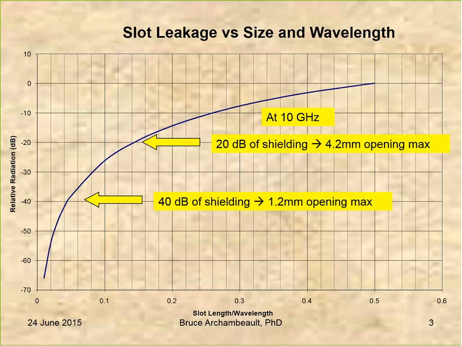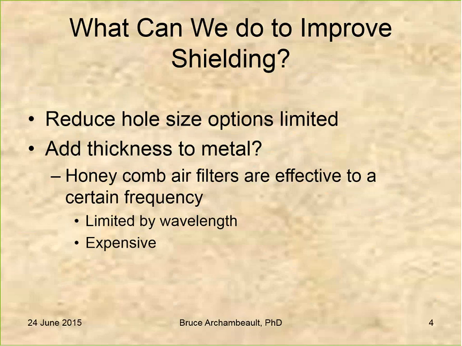And so when a slot is a half a wavelength, there's effectively no shielding, 0 dB of shielding. If we want 20 dB of shielding at 10 gigahertz, that means we have to get down to about 4 millimeters of an opening. And 40 dB of shielding is just a little bit more than 1 millimeter. And so that's a pretty unreasonable size opening for most things. And so the bottom line is that getting enough shielding is very difficult with traditional techniques.